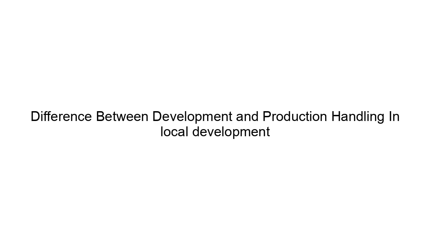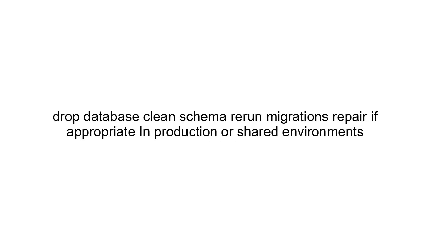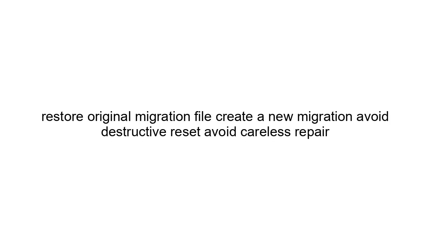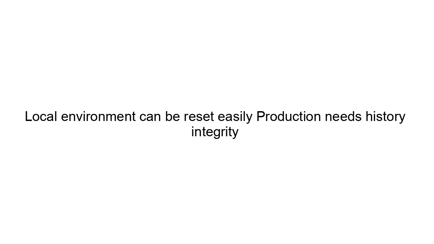Difference between development and production handling. In local development, you may be able to drop the database, clean the schema, rerun migrations, or repair if appropriate. In production or shared environments, you should usually restore the original migration file, create a new migration, avoid destructive reset, and avoid careless repair. Example concept: a local environment can be reset easily. Production needs history integrity.